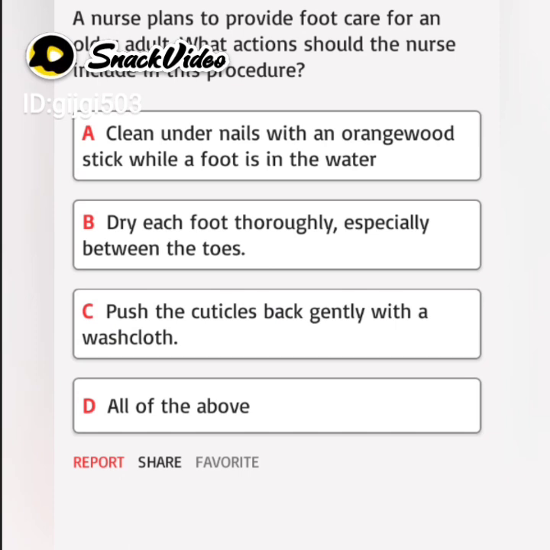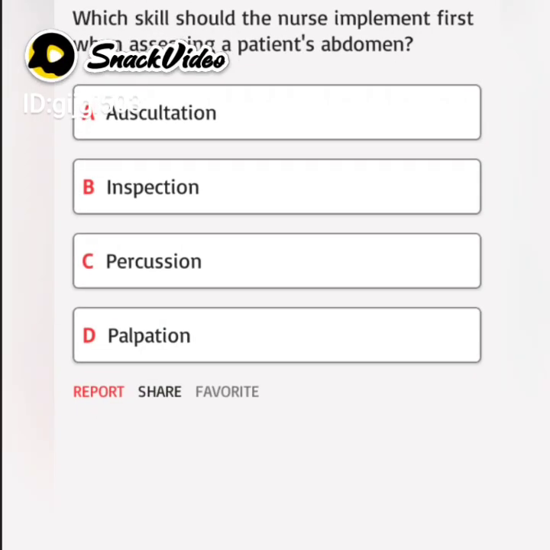A nurse plans to provide foot care for an older adult. What actions should the nurse include in this procedure? A, clean under nails with an orange wood stick while a foot is in the water. B, dry each foot thoroughly, especially between the toes. C, push the cuticles back gently with a washcloth. D, all of the above. Correct answer. Which skill should the nurse implement first when assessing a patient's abdomen? A, auscultation. B, correct answer.